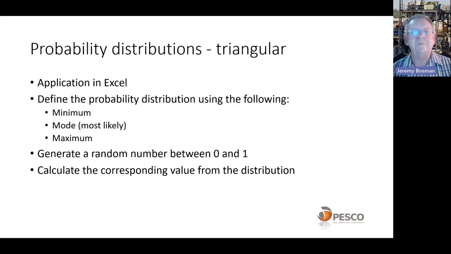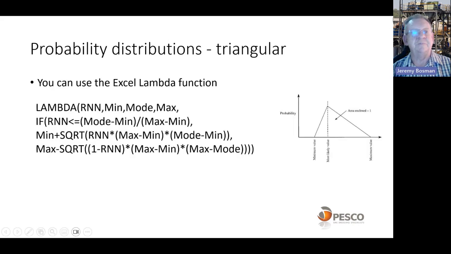How do we use it? Application in Excel, again, we use Excel, we define it. So we've got the minimum, we've got the mode, which is the most likely value, and don't confuse the mode with the average. And then we've got the maximum value. What we then do is we generate a random number between 0 and 1, and we calculate the corresponding value from the distribution. We can use the LAMBDA function in Excel.